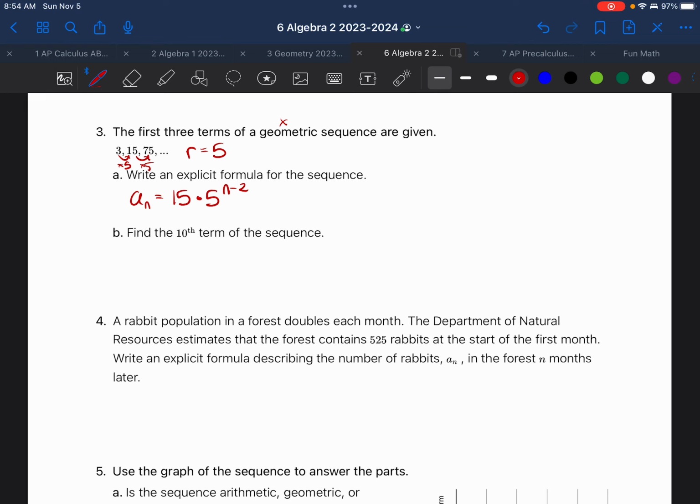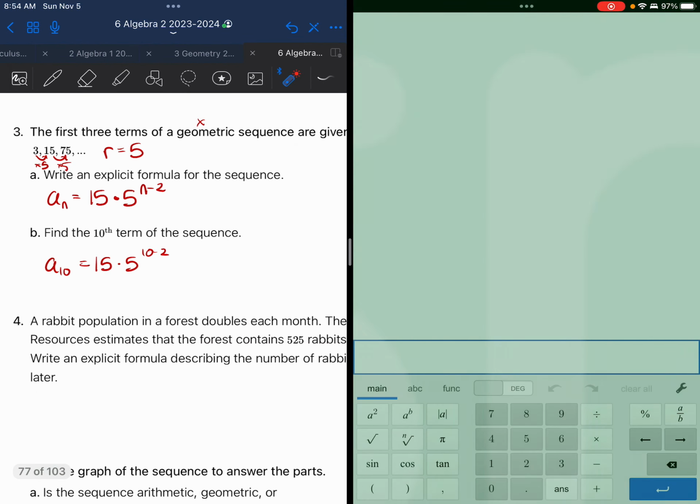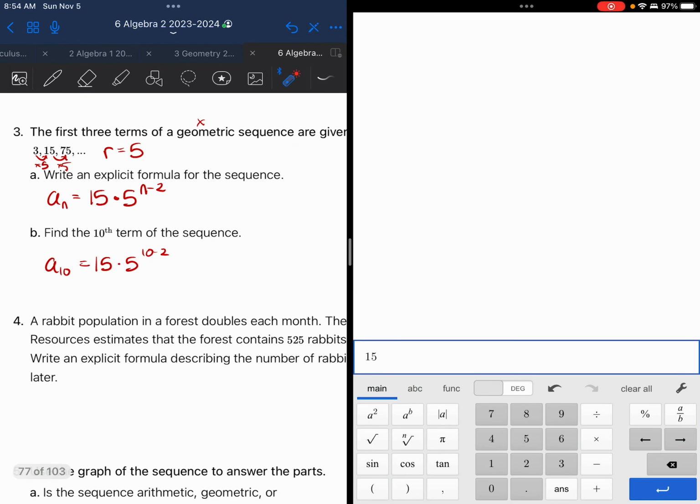So I just plug in 10. So I'll say a sub 10, which means this n switches to a 10, which means this n will also switch to a 10. And we'll say this is equal to 15 times 5 to the power of 10 minus 2. And 10 minus 2 is 8. 5 to the power of 8 is a big number, which I'm going to use the help of a calculator. So let's come here, split screen. And I'm going to enter 15 times 5 to the power of 8.